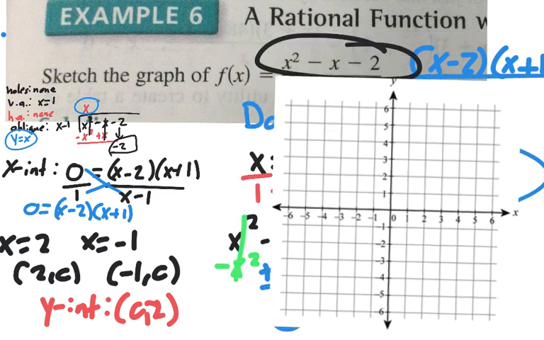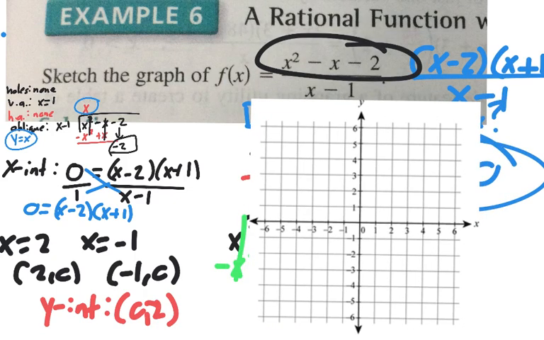So let's make this smaller because I might need to see that later. Okay, so now I have a hole. No, I don't. I have a vertical asymptote at x equals 1. I have an oblique asymptote at y equals x. So again, that means I have a y-intercept of 0 and a slope of 1. So that line goes through the grid like so.